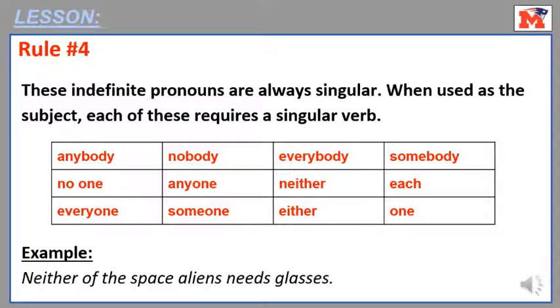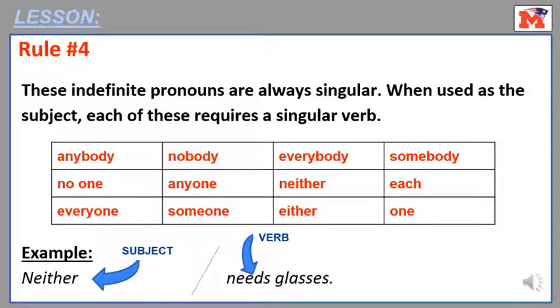Here is a good example of how this works. Look at the sentence at the bottom of the screen. Neither of the space aliens needs glasses. Just like we did in some previous examples, let's get rid of any words between the true subject and the verb. So now we've eliminated all confusion.